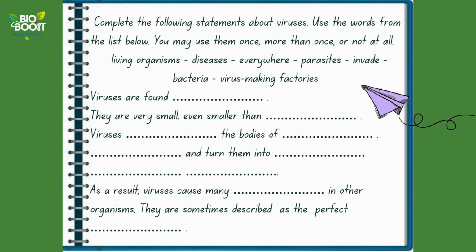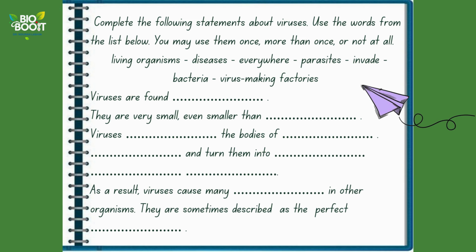First, let's explain the words. Everywhere. Viruses exist in almost every environment on Earth. Bacteria. This provides a scale reference. Bacteria are prokaryotic cells, while viruses are much smaller and are acellular, which means that they are not made of cells. Invade. Living organisms. Viruses cannot reproduce on their own. They must infect a living host cell, for example from an animal, plant, or bacterium to replicate.